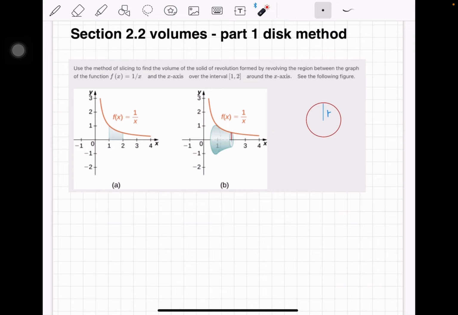So how are we going to find the volume? We're going to slice it. In section 2.1, we used decimals. Decimals are a good tool to find two-dimensional shapes. But in 2.2 and 2.3, we're going to talk about three-dimensional volumes. So you can still use decimals as your support, but you have to imagine the three-dimensional graph.